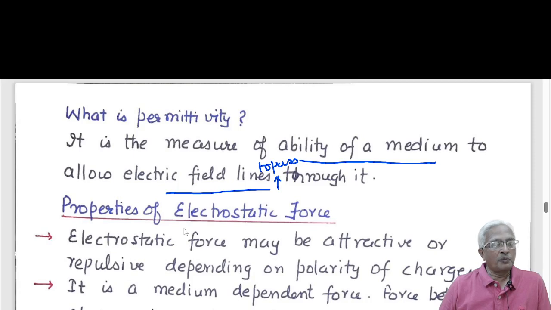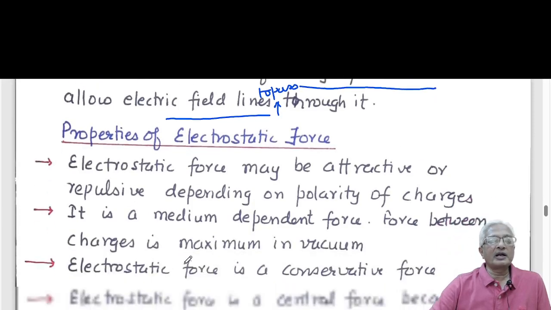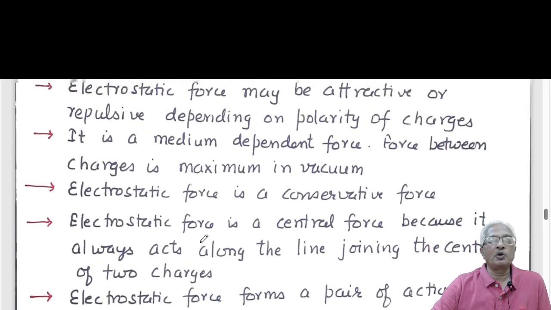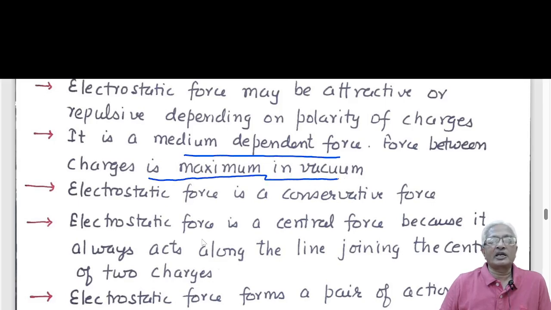What are the different properties of the electrostatic force? Electrostatic force may be attractive or repulsive depending upon the polarity of the charge. It's a medium dependent force. Force between two charges would be maximum in vacuum. Electrostatic force is a conservative force.